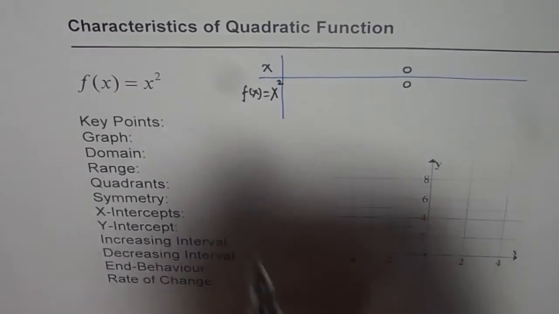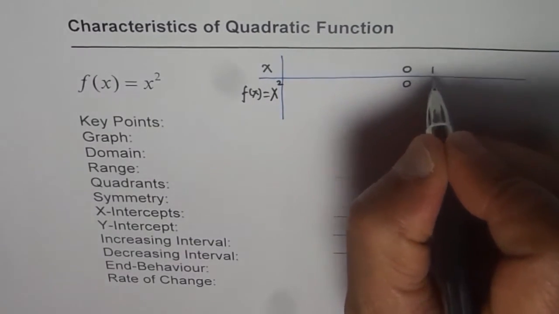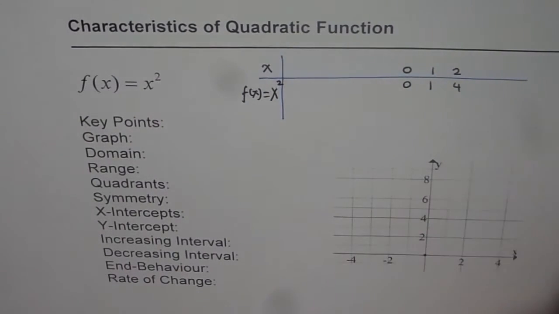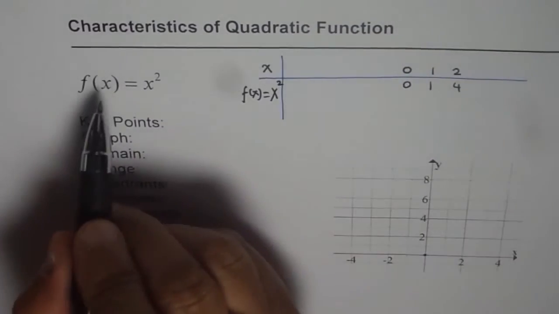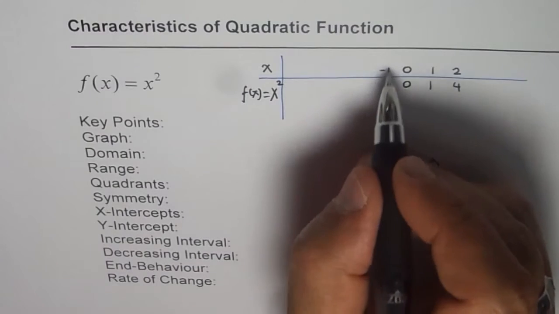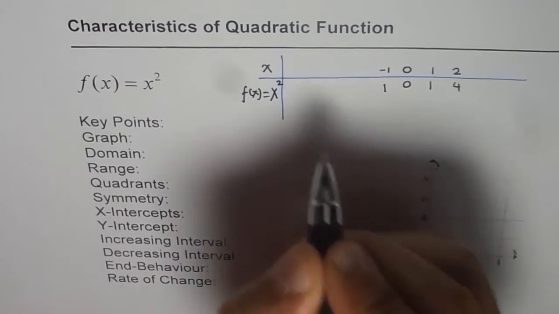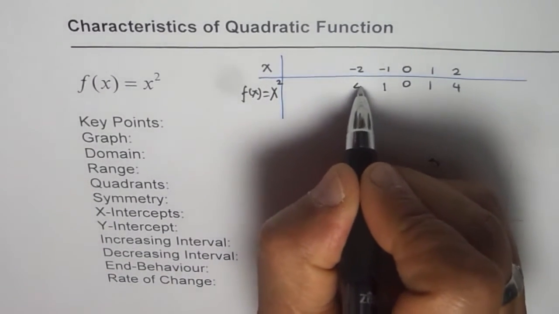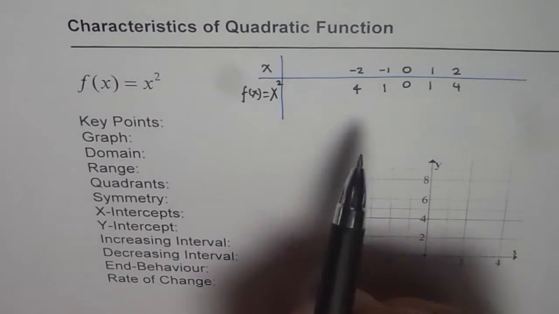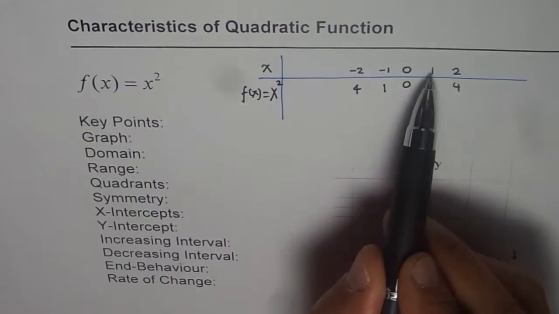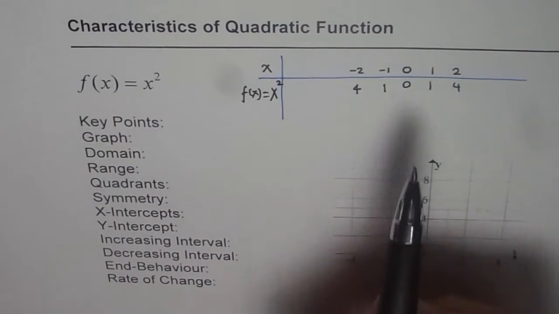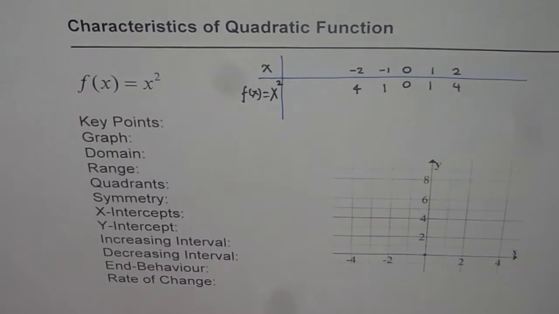How about when x is 1? 1 squared is 1, x is 2, 2 squared is 4, right? I'll just take 5 points. If x is minus 1, minus 1 squared is 1, and minus 2 squared is 4. As you can see, there is some symmetry, correct? f of x and f of minus x have the same values. Do you see that? That's the symmetry for the given function.